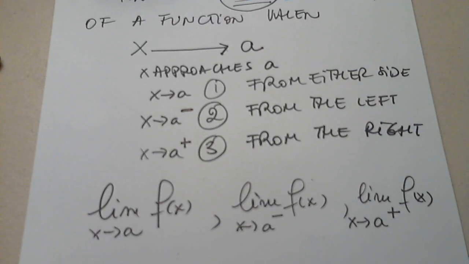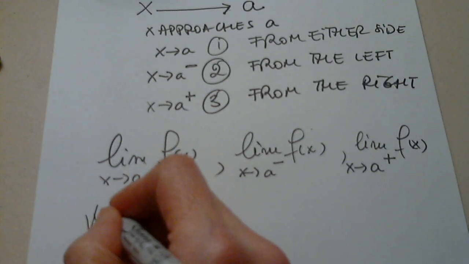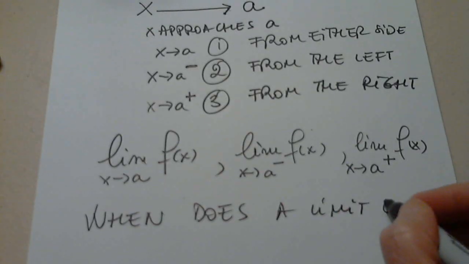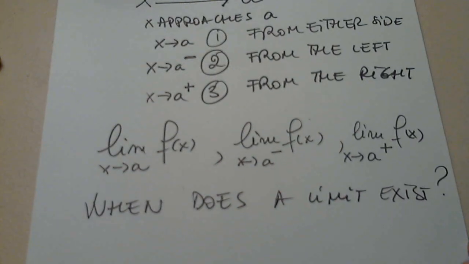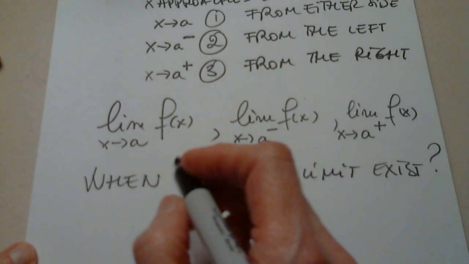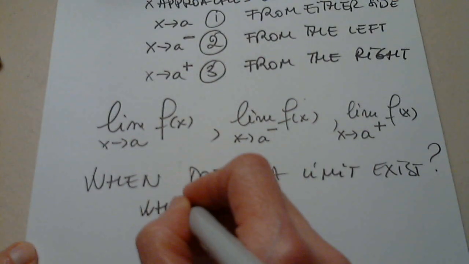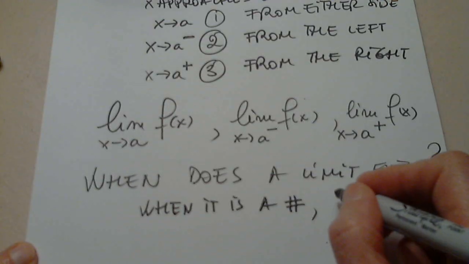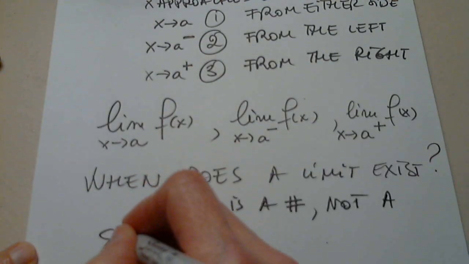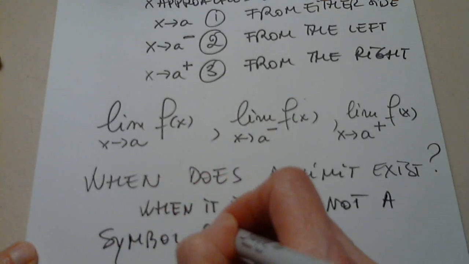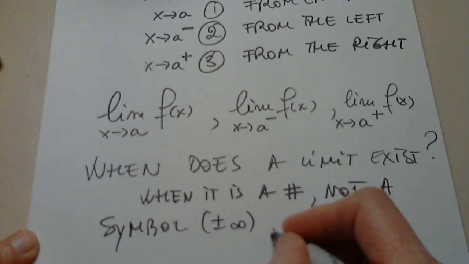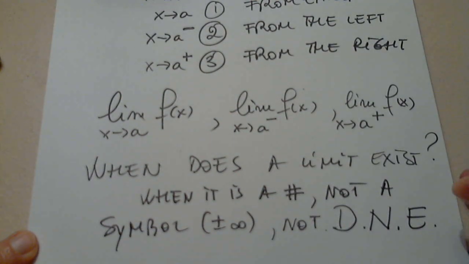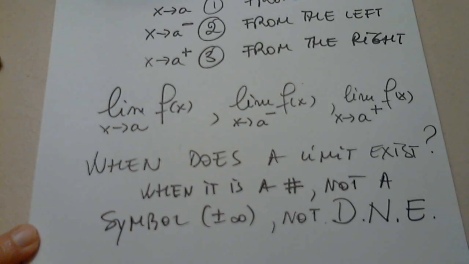Before I show you the first graph, question here. When does a limit exist? When do I say it exists? Answer: when it is a number, not a symbol like positive or negative infinity, and not something called DNE, which means it does not exist.